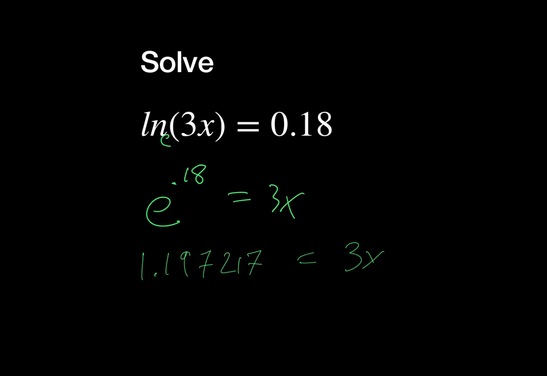And then to solve for x, we're going to divide both sides by 3. x equals 0.39907.